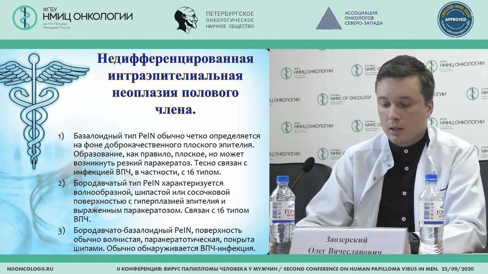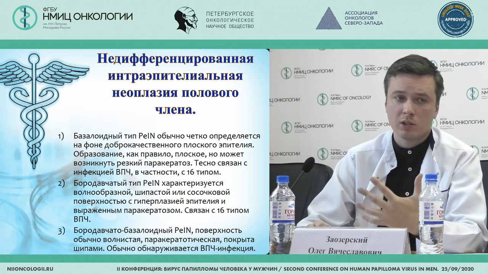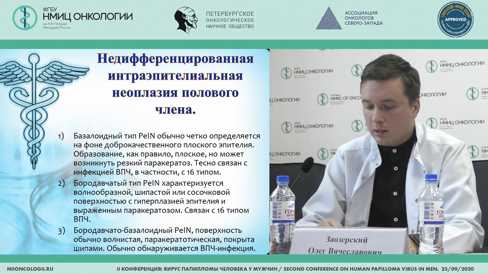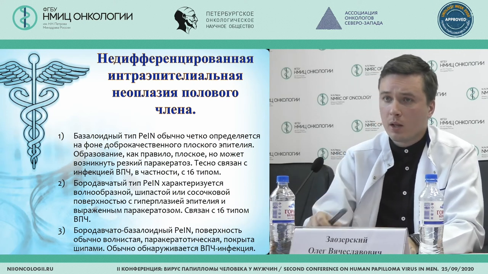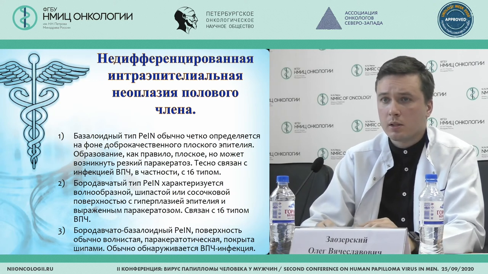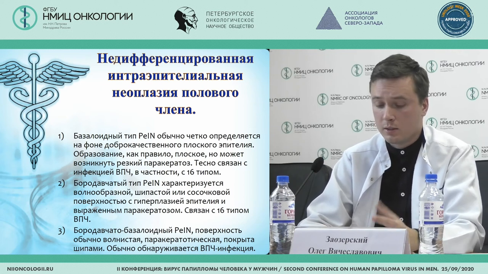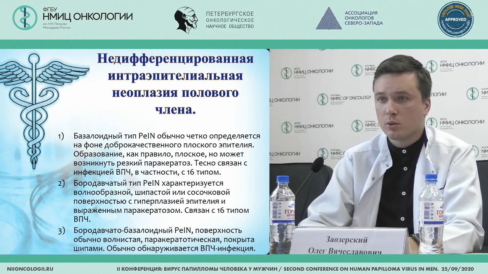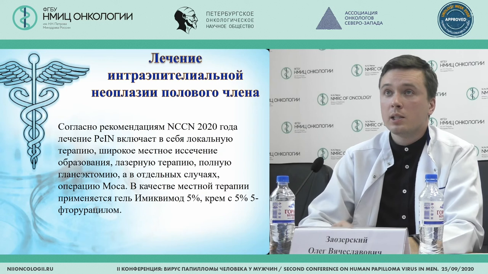Parakeratosis is possible as well. This type is connected with HIV and is associated with HPV type 16. The Warty type has a barbed-wire or wave type of development, with papillary forms and so on, and it's again connected with HPV 16. The Warty basaloid type has a wavy surface covered with bulbs, and HPV is usually found.